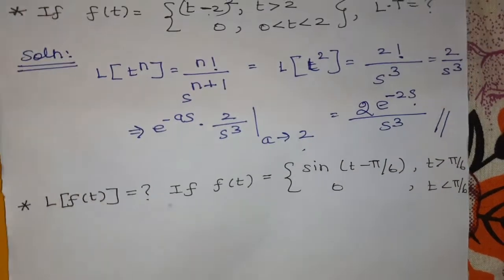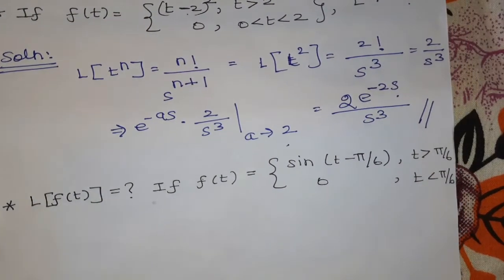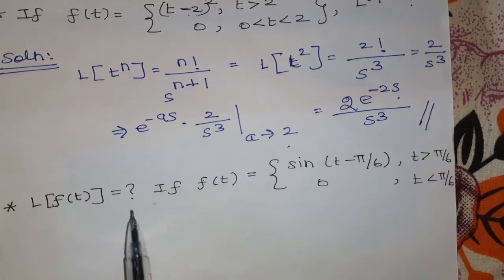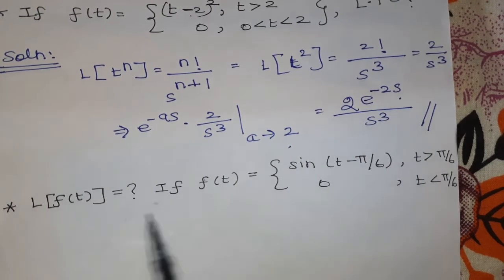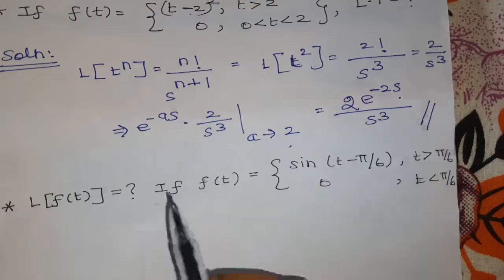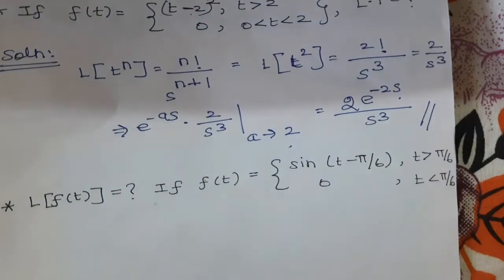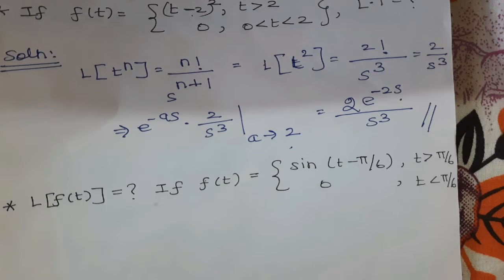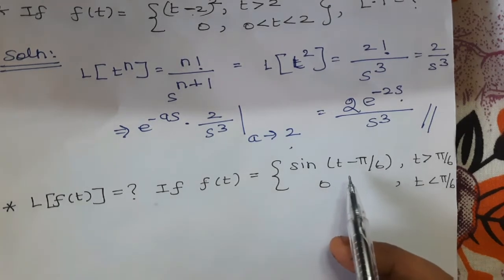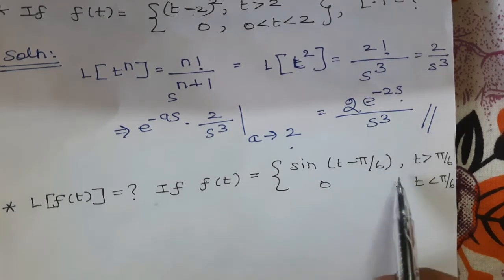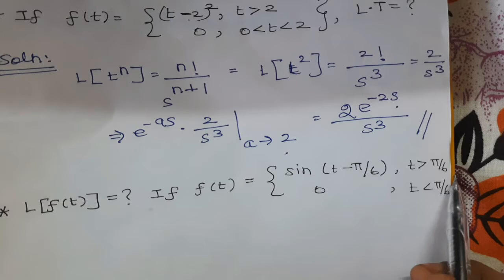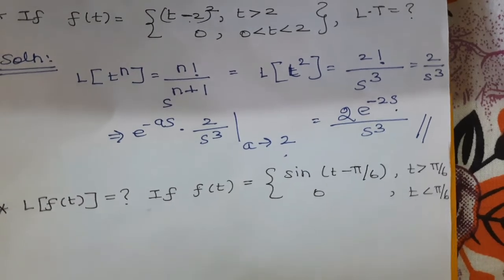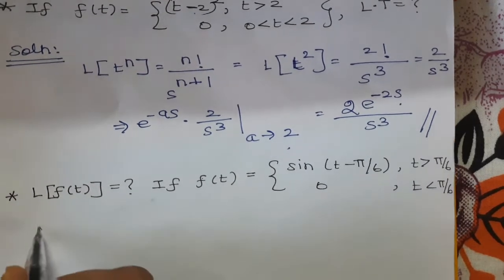Let's see one more problem on this second shifting property. We are going to find the Laplace transform of f of t. The f of t function is given as sine of (t minus pi by 6) for t greater than pi by 6, and 0 for t less than pi by 6. Let's see how to solve this problem.